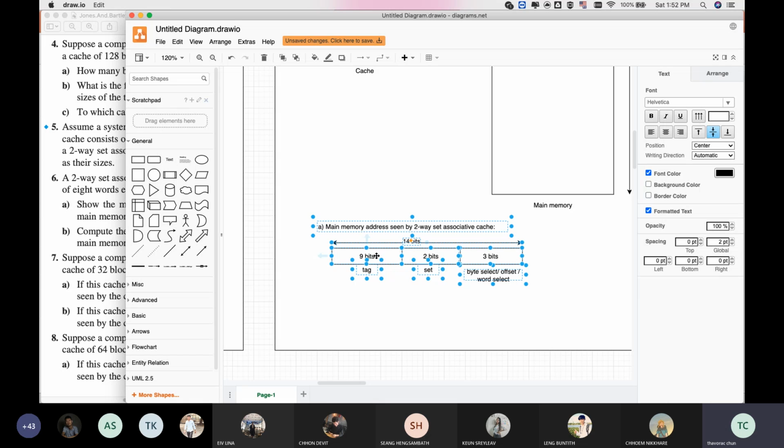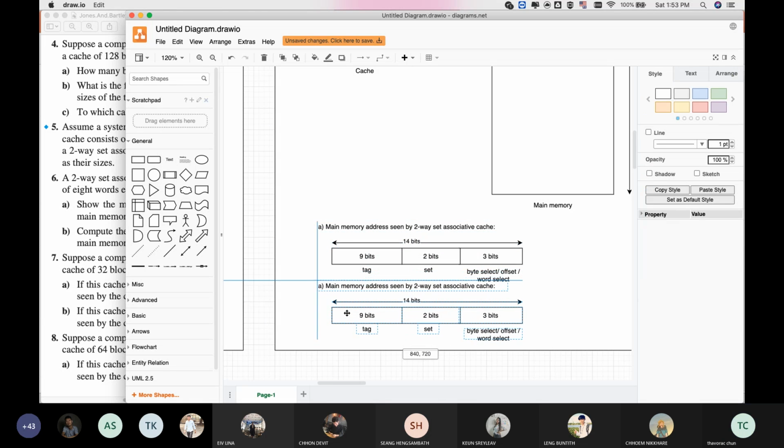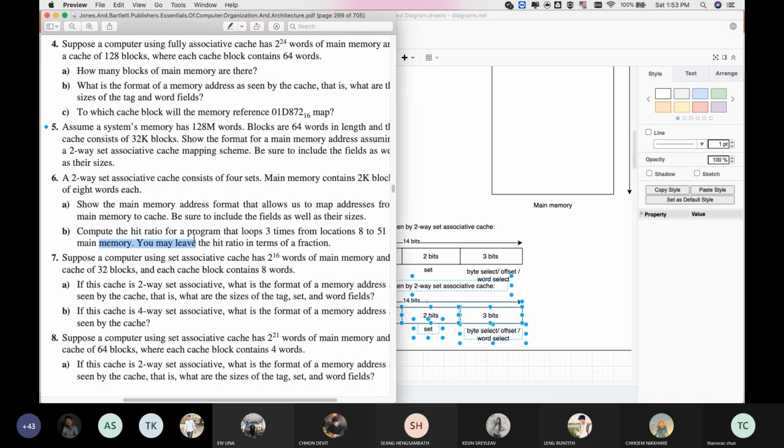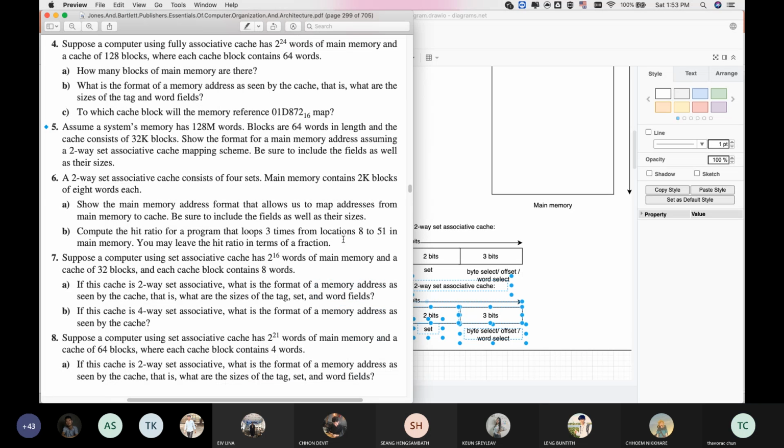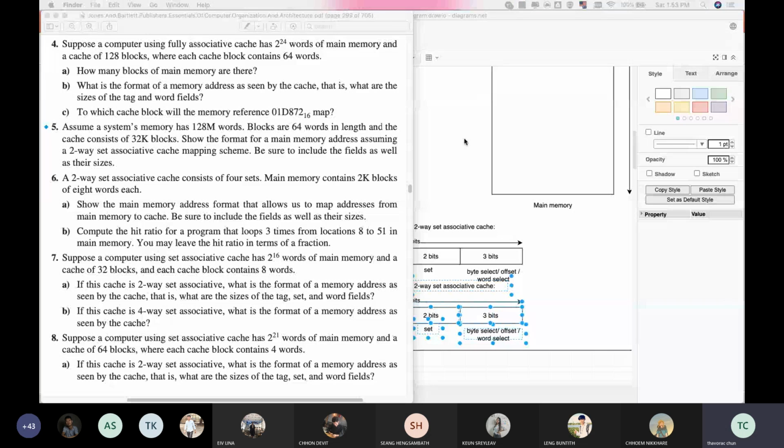So question B, the same. We just change some numbers. And question B: compute the hit ratio for a program that loops 3 times from location 8 to location number 51 in main memory. You may leave the hit ratio in terms of a fraction. Okay, so do you know how to find this? Remember the hit ratio?